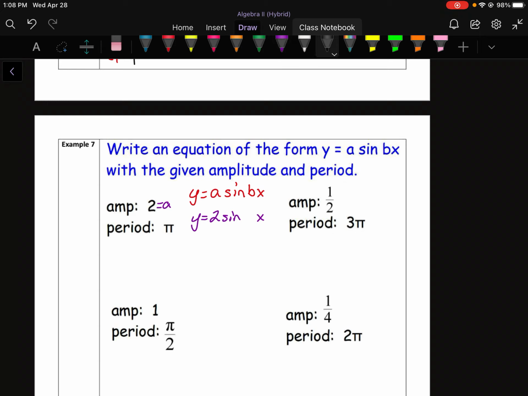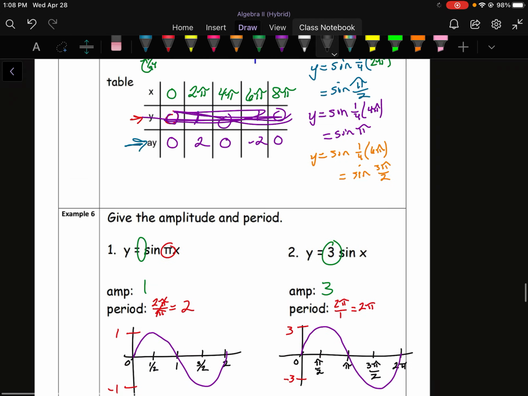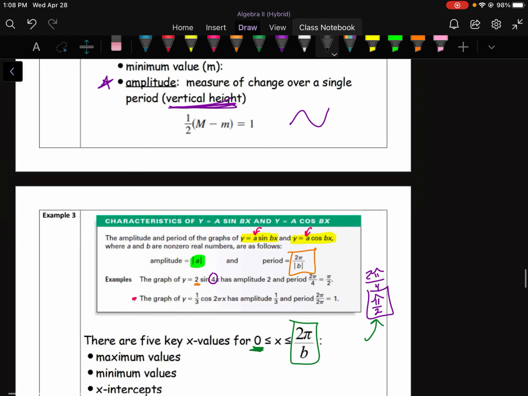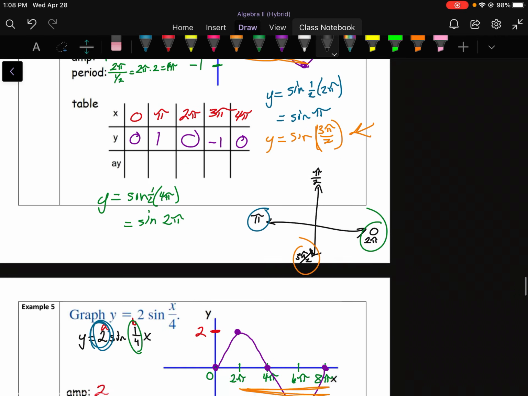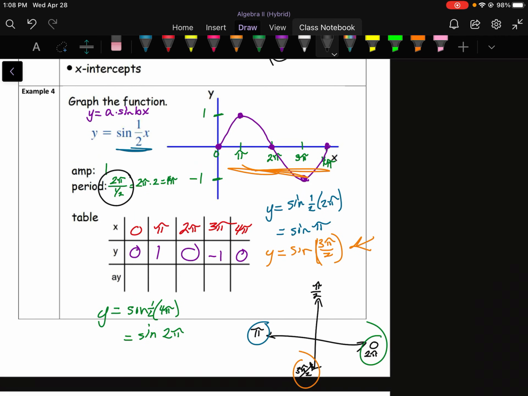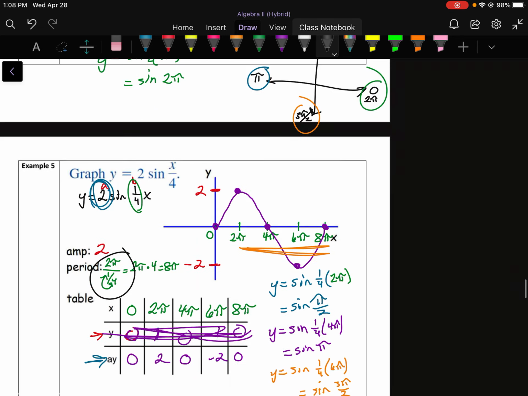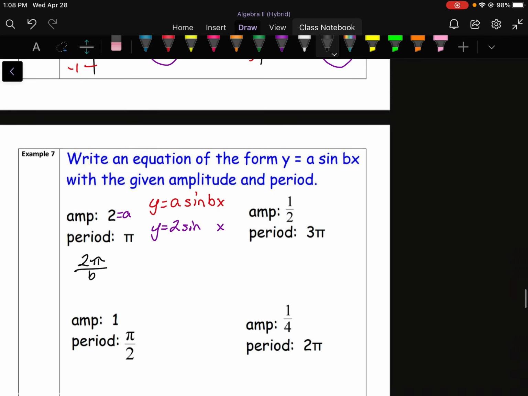So in order to figure out b, what we did was we took 2 pi divided by b, right? So that's what we've been doing all the way up here. You can see it's right here too, 2 pi divided by b. That's how we got this right here. So that's how we're going to find b. Now in this case, they've already done the work, so we're working it backwards. So what we know is that 2 pi divided by whatever the b value is going to equal pi.